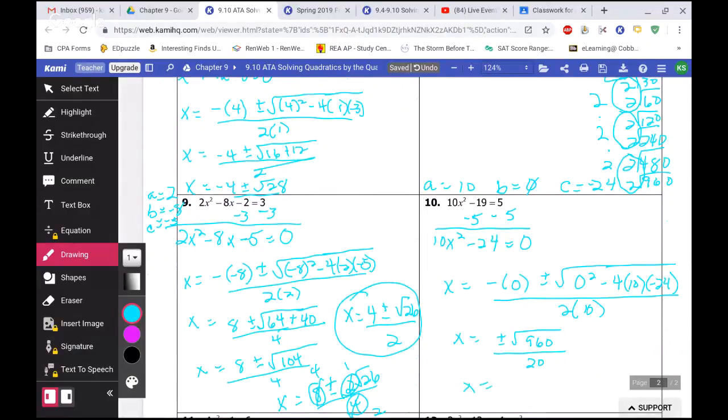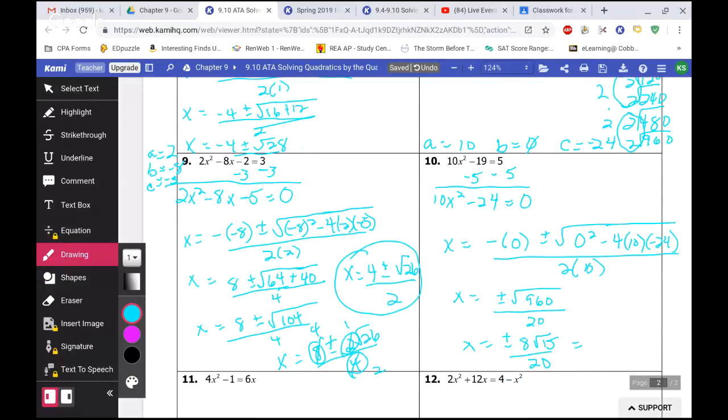So I've got x equals 2 times 2 is 4, and 4 times 2 is 8. So plus or minus 8 times root 15 all over 20. So that equals, 4 goes into both 8 and 20, plus or minus 2 root 15 all over 5. So that's my final answer.